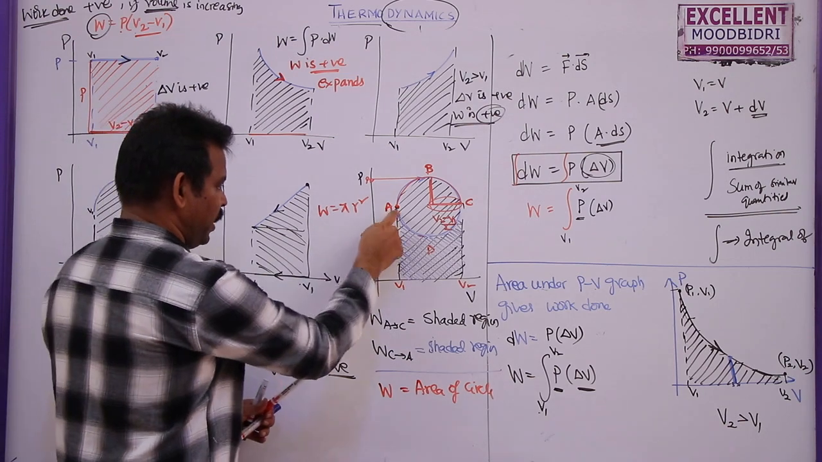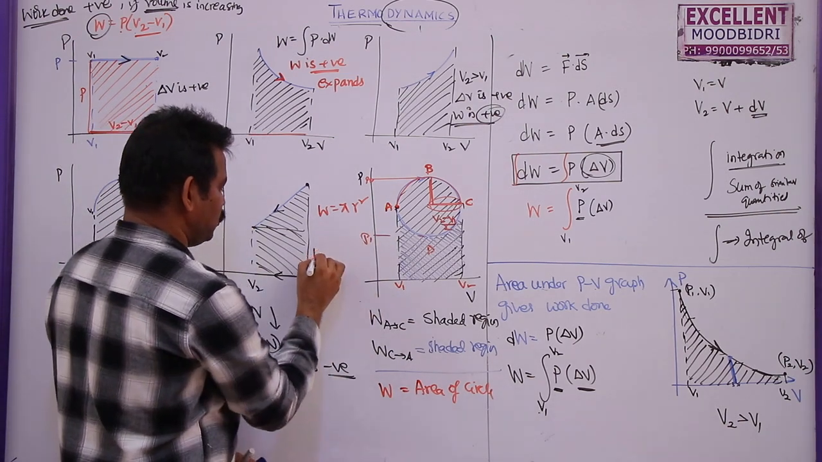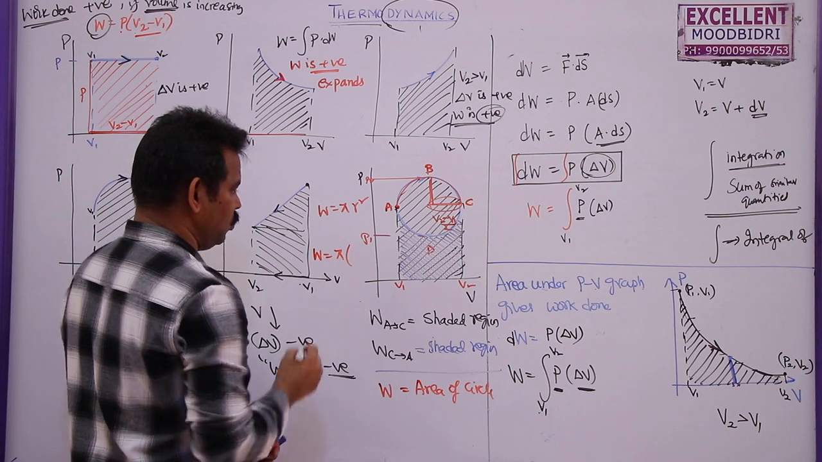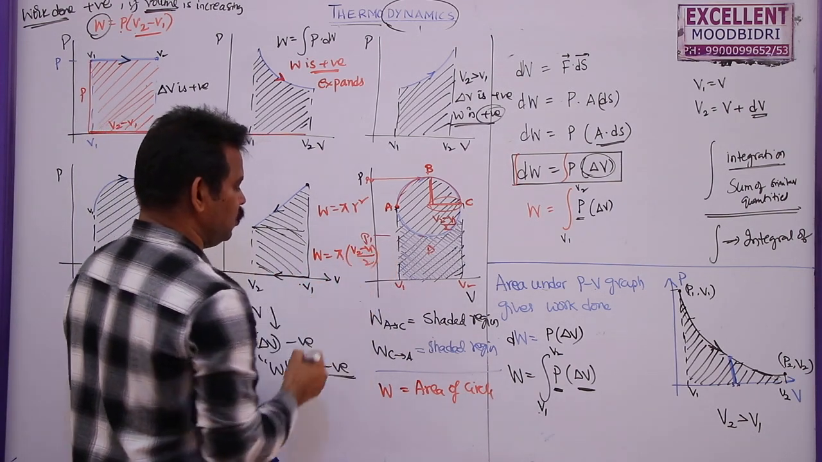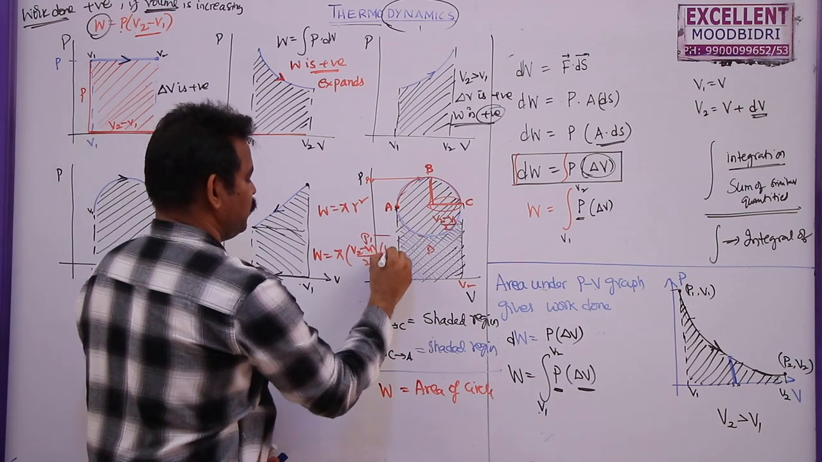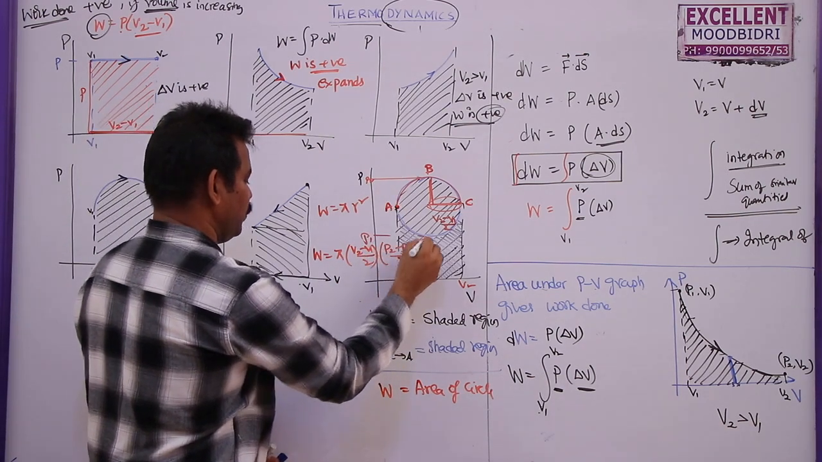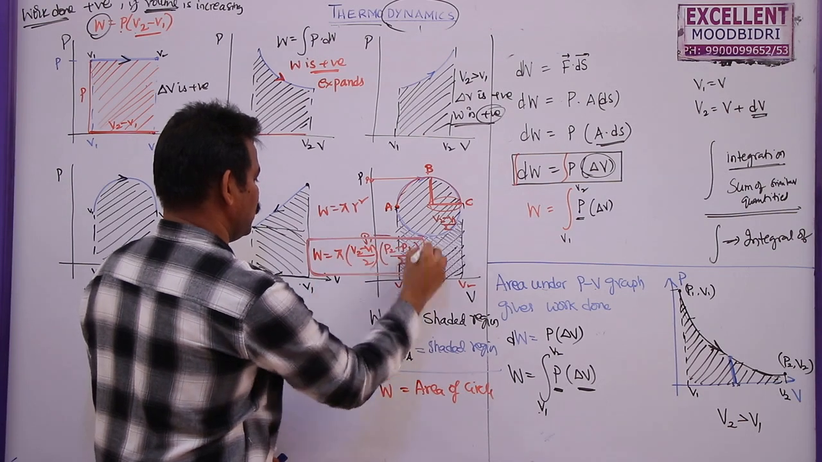That's why while finding the work done in this case, I need to write W is equal to pi into radius along x-axis, that is (V2 minus V1) by 2, radius along y-axis, (P2 minus P1) by 2. So this is the expression to find out the work done in this case.